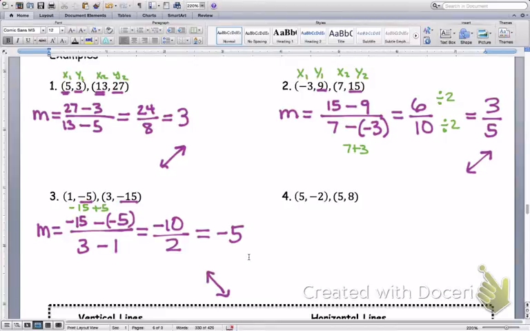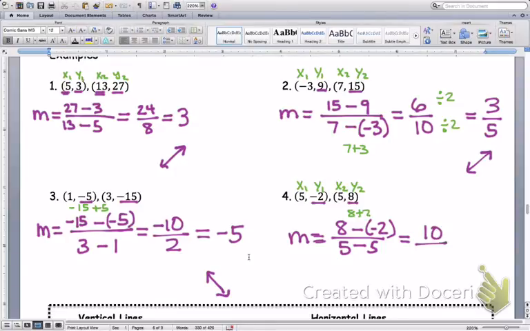And the last one, let's go ahead and put our m equals. Remember, x1, y1, x2, y2. So we're going to go ahead and subtract. So 8 minus a negative 2, so it's 8, take away a negative 2, double negative, and then we have 5 minus 5. So remember this double negative, it gives me 8 plus 2, which is 10. Denominator is 5 minus 5, which is 0.